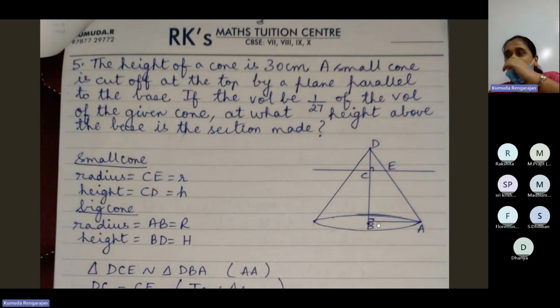At what height above the base is the section made? So you have to find BC, which is actually the height of the frustum. So it is the total height, that is the height of the big cone minus the height of the small cone. We have to find BC. And BC is the height of the big cone, BD, minus the height of the small cone, DC, correct? The height of the big cone minus the height of the small cone will give you BC, which is the required height. That's what we have to find, correct? Okay. So it's very similar to the one which we worked earlier.